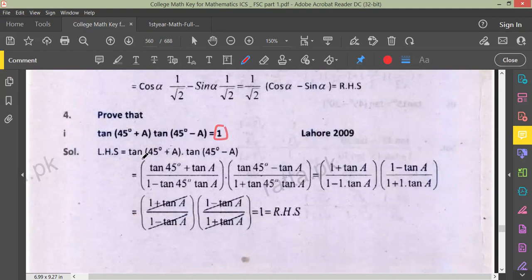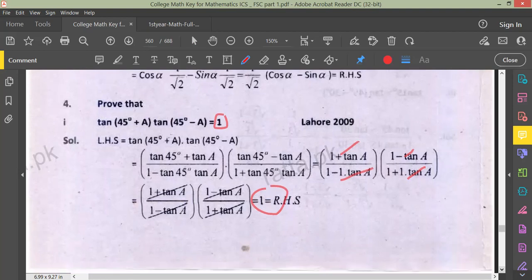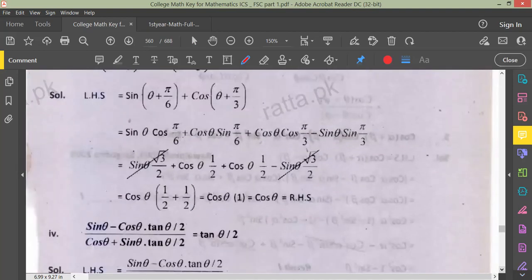So similarly, we apply the formula of tan of 45 plus a and tan of 45 minus a. After cutting, this will be cancelled out with this, and this will be cancelled out with this. So our final answer will be equal to 1. So this is the first part of question number 4 that we discussed here.